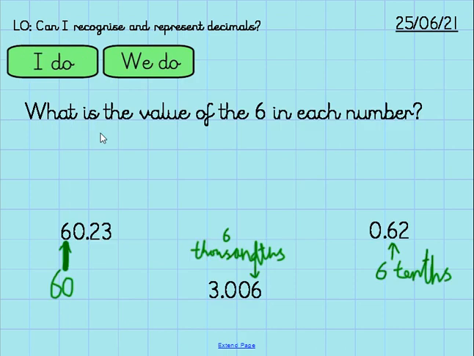We then went on to look at what the digit 6 represents in each of these numbers. So we said in this one, actually, the 6 is 60, because it's in the tens column. The 6 in this one is in the thousandths column, so it represents 6 thousandths. And in this one, it's in the tenths column, so we've got 6 tenths. It's really important that we're able to look at and represent that.